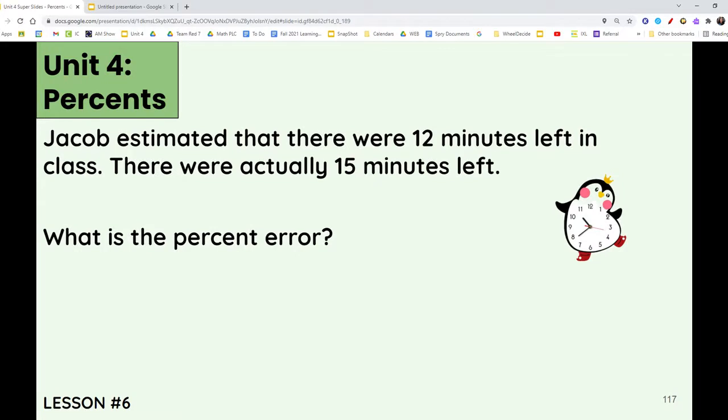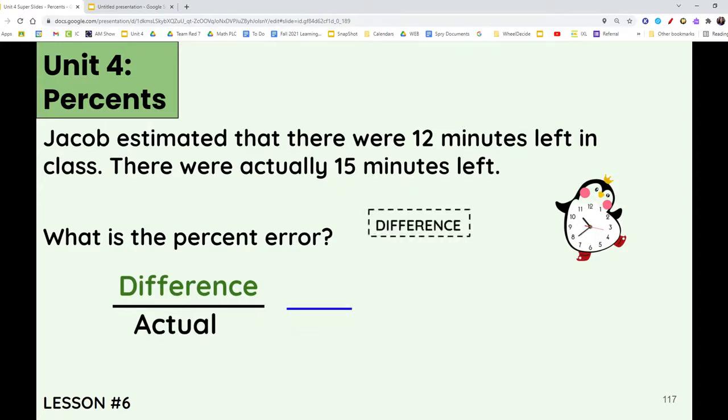Jacob estimated that there were 12 minutes left in class. There were actually 15 minutes left. What is the percent error? So he was slightly off, so let's find out what percent off he was. We're going to do difference over actual. So first, what is the difference between these two amounts? 3. So 3 goes for difference.